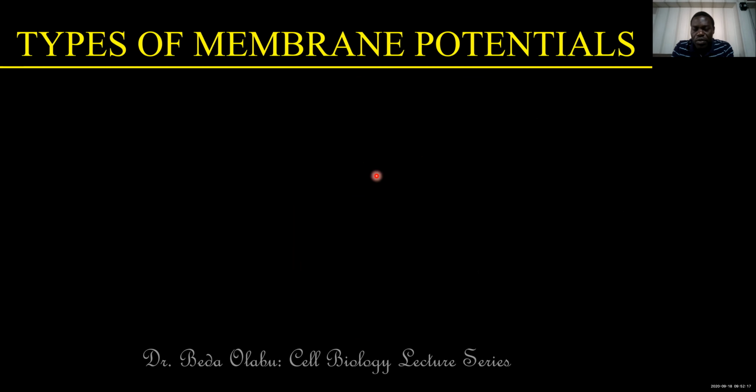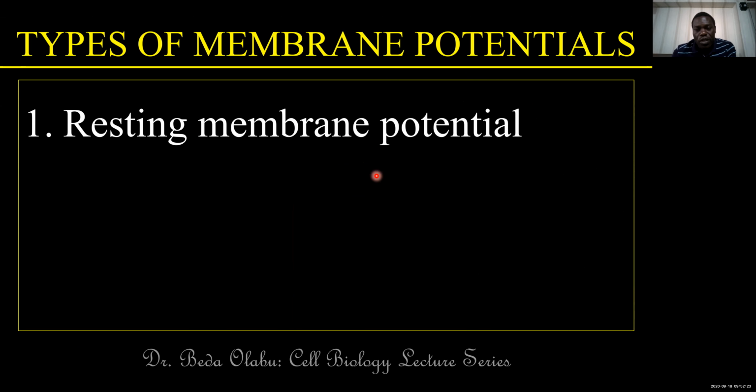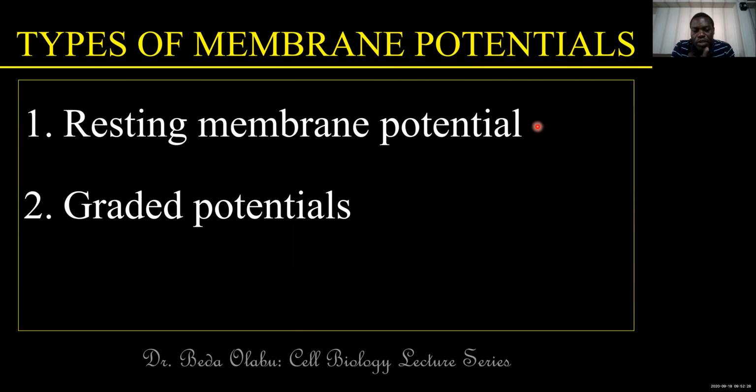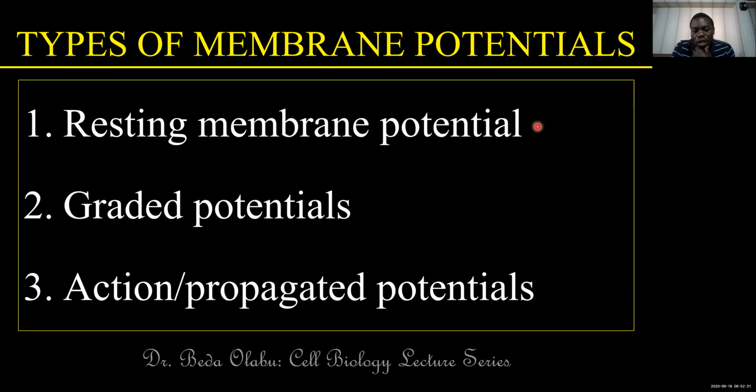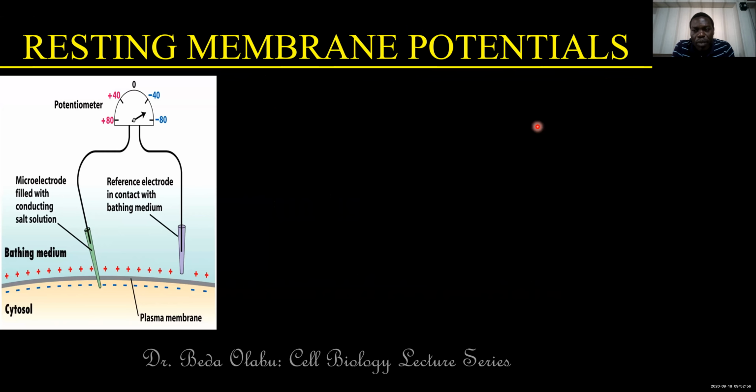There are three types of cell membrane potentials. We have what we call the resting membrane potential. We have what we call the graded potentials, and we have what we call action potentials. Action potentials are also known as propagated potentials. So I want us to look at these three types of membrane potentials in the order in which I've listed them. That means we can begin with resting membrane potential.